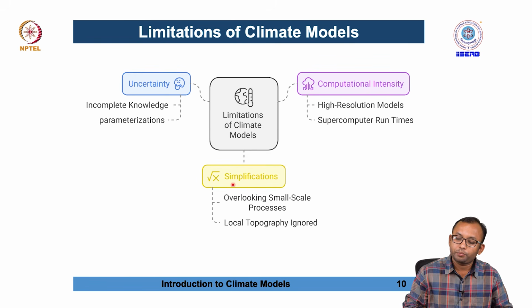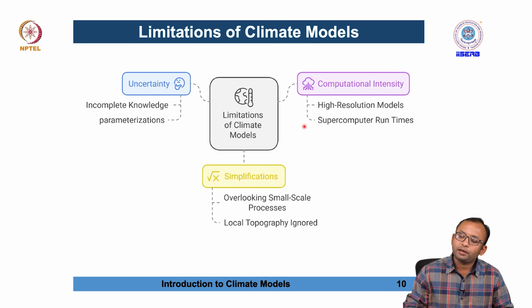Sometimes it also creates some sort of error or uncertainty, because we are oversimplifying some processes, overlooking small scale processes, because we do not have a finer resolution data set. We are relying upon coarser resolution data sets, or we are ignoring completely the topography of a certain region, the fine details of that topography. Therefore, it can lead to some sort of uncertainty in temperature, rainfall, humidity patterns.